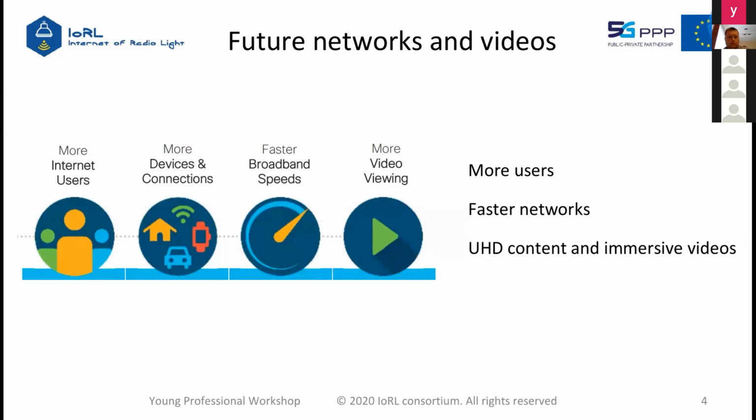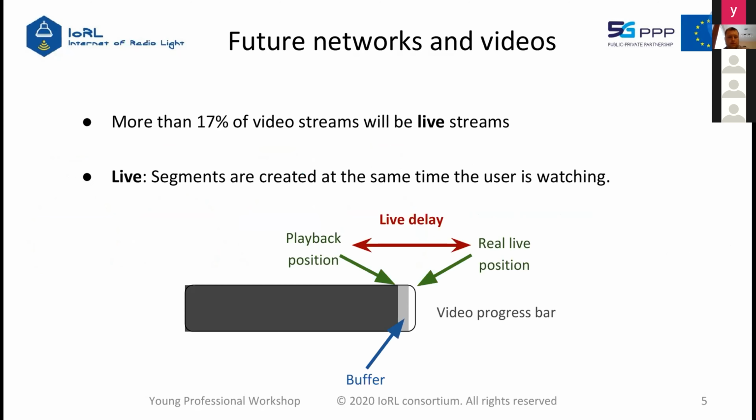Of course, because, for example, in IoRL and in future networks in general, we are going to have faster broadband speeds and also more internet users connected with more devices. That means that we will be able to deliver a lot of video content, and also bigger video streams like ultra high definition content or immersive videos. It is worth noting in this context that 17% of video streams are expected to be live streams.